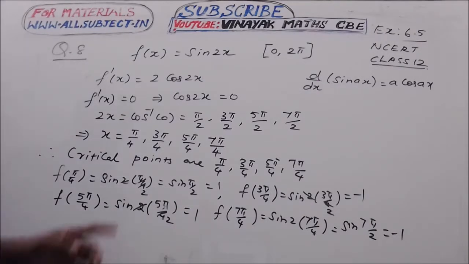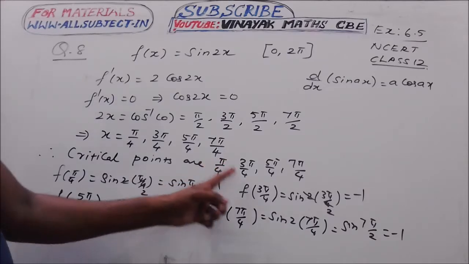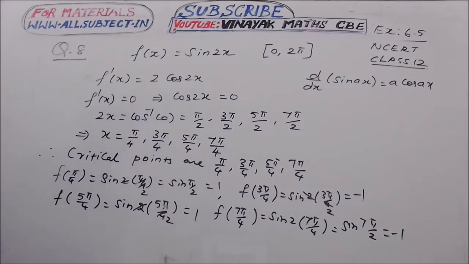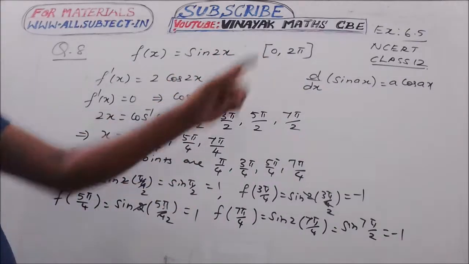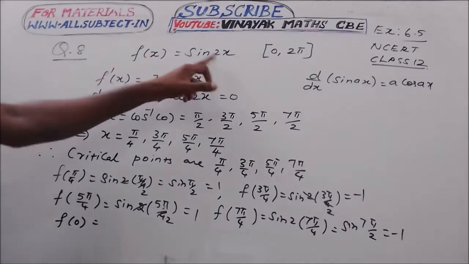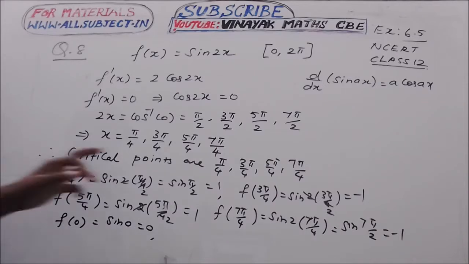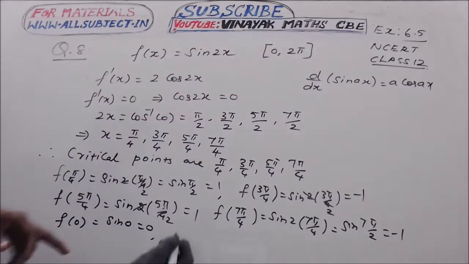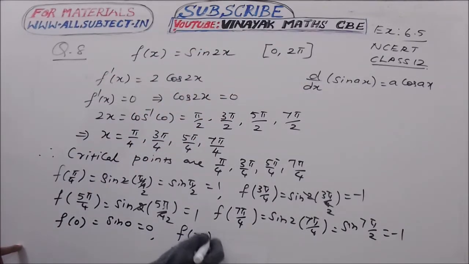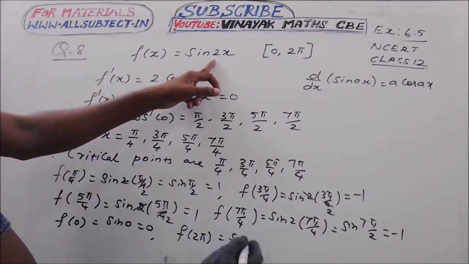Now we have found the f values at the critical numbers. And we need to find the f values at the endpoints of the given interval. F of 0 means sin 2 into 0, sin 0. The sin 0 value is 0. And for the endpoint 2 pi, f of 2 pi. So f of 0 is 0. And for 2 pi, substituting 2 pi, sin 4 pi.